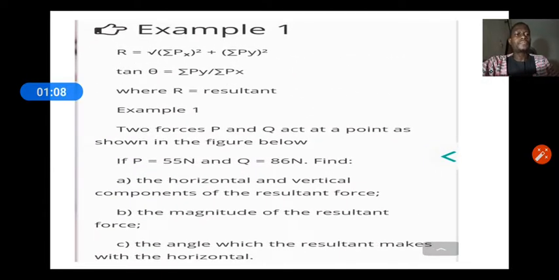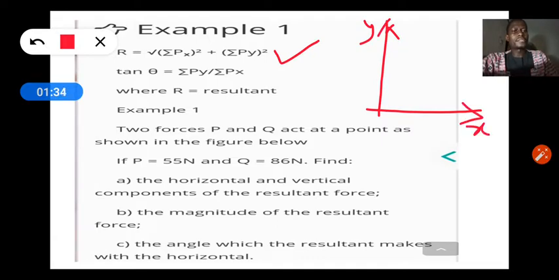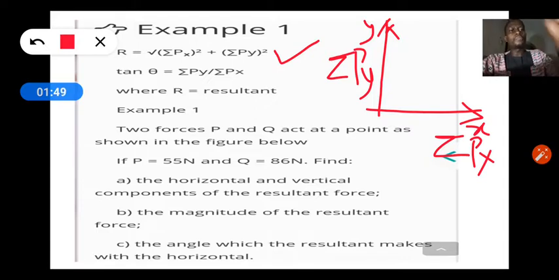Example 1. The first thing we are going to talk about, before we begin example 1 proper, is this formula you are seeing on the screen. For my y-axis and for my x-axis, you can see summation Py and summation Px. It means we are going to resolve all of the forces given to the vertical, and we also resolve all of the forces one by one to the horizontal as well. That's why you have summation. We're going to add up.